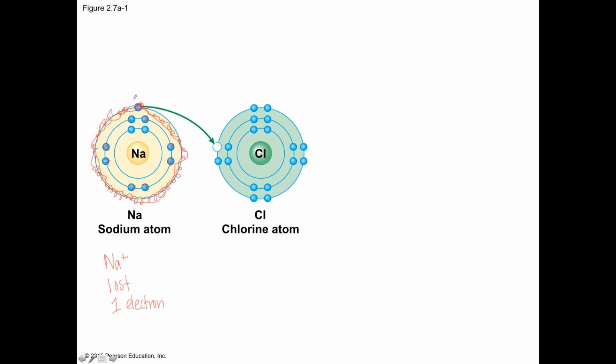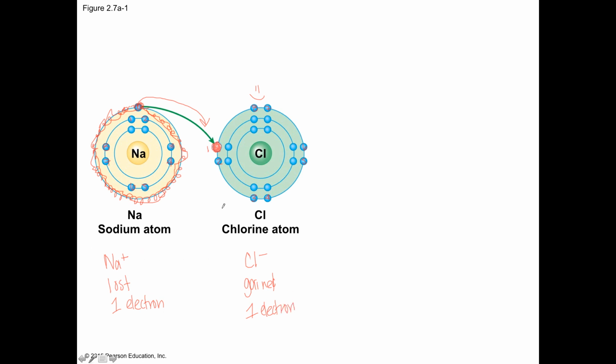It's happy to just give that electron to chlorine, because chlorine would be thrilled to have it. Once chlorine gets it, and this is filled, chlorine now has 1, 2, 3, 4, 5, 6, 7, 8. Yay! So the chlorine atom is completely happy. So chlorine gained 1 electron.